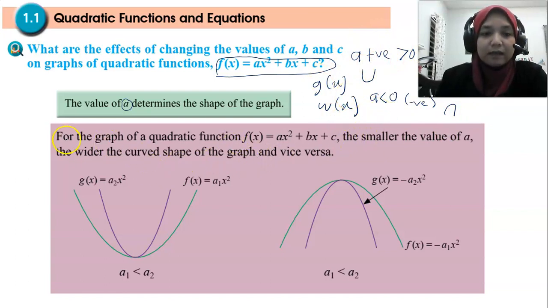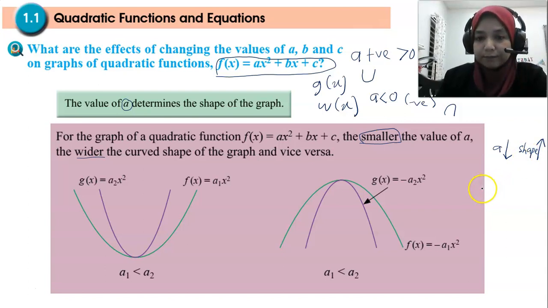So as for today, for the graph of quadratic function f(x) equal to ax square plus bx plus c, the smaller the value of a, the wider the curve shape. So when a is smaller, the shape will be wider. Kena ingatlah, awak kena ingat yang ni bentuk dia.